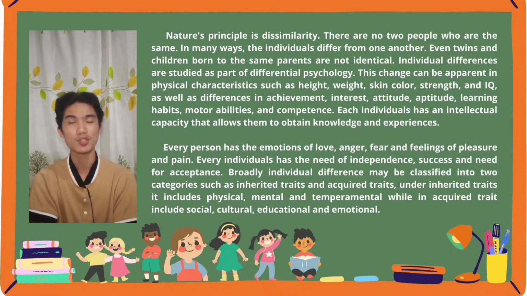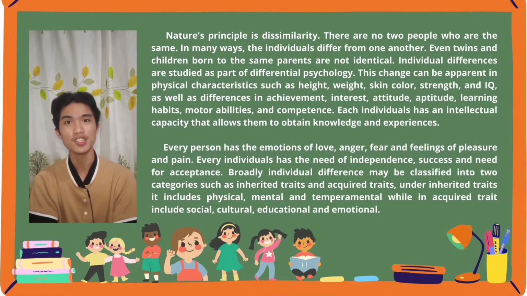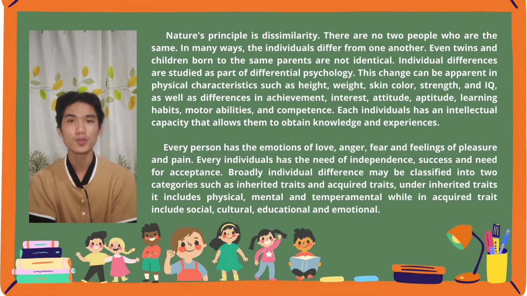A person has the emotions of love, anger, fear, and feelings of pleasure and pain. Every individual has the need for independence, success, and acceptance. Broadly, individual differences will be classified into two categories: inherited traits and acquired traits. Inherited traits include physical, mental, and temperamental, while acquired traits include social, cultural, educational, and emotional.